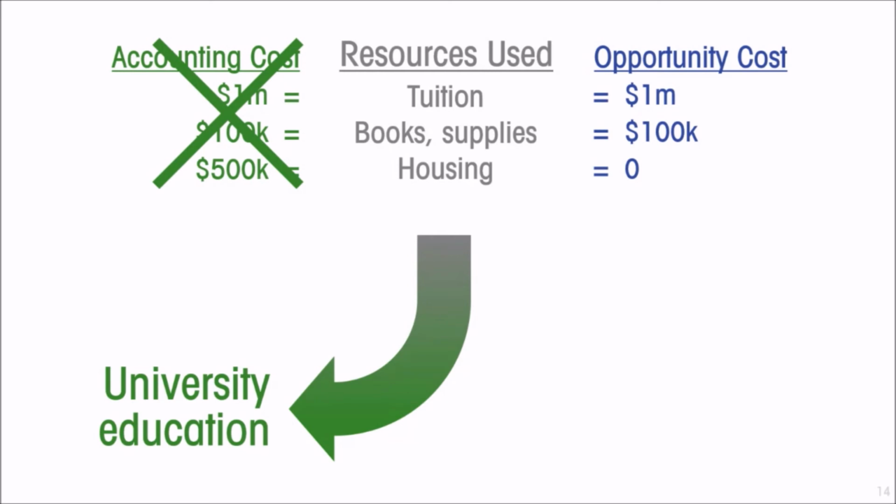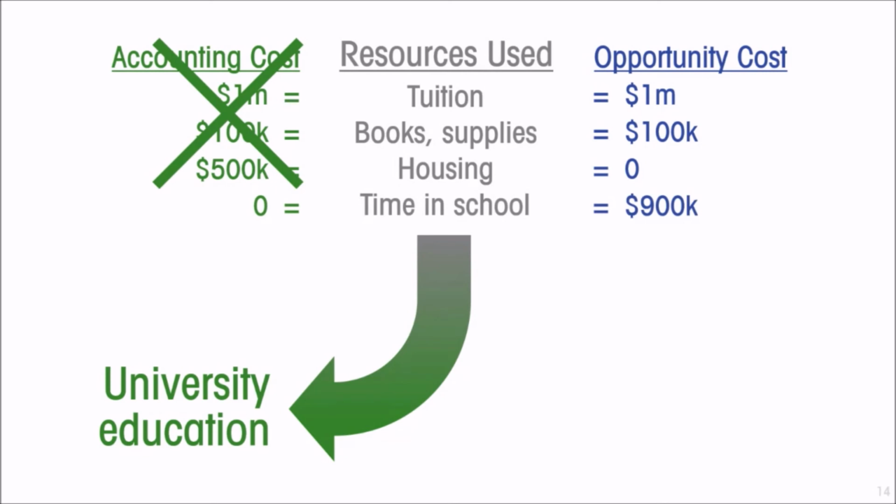Now, what about the time that you have spent in school for the duration of the program? That too is a resource that was used up by being full-time in university. That does not have an accounting cost. You didn't spend on it, but had you not been in school, you would have had a job. And the job would have earned you, let us say, $900,000 over the duration of the time that you would have been in school.